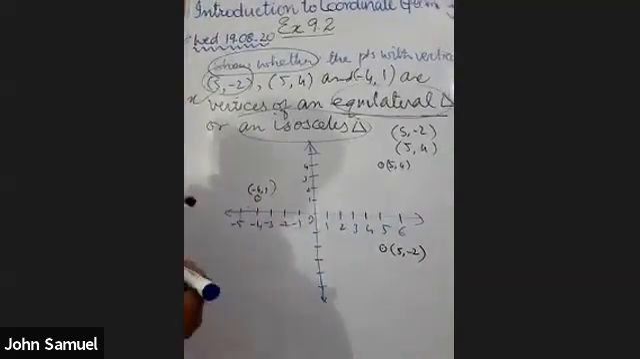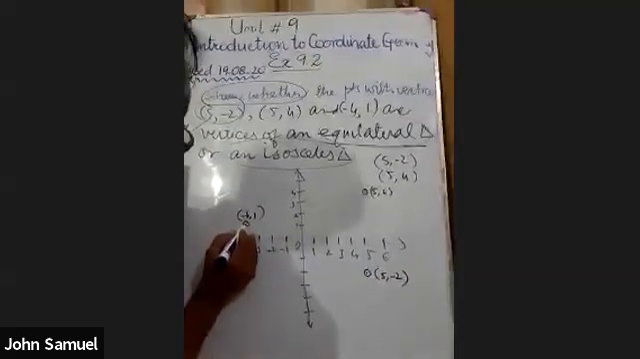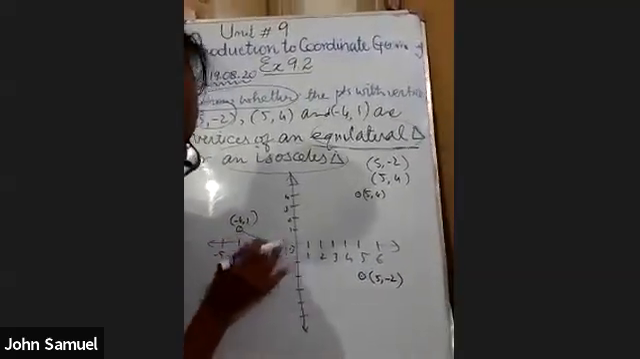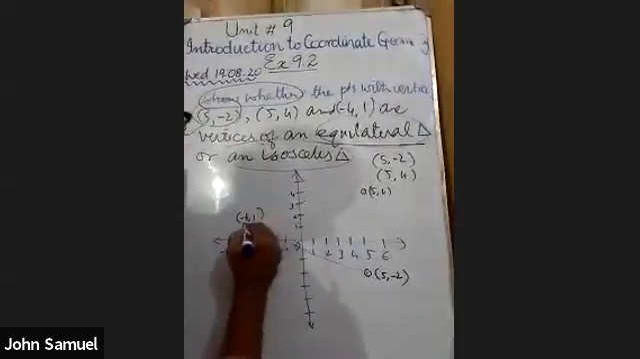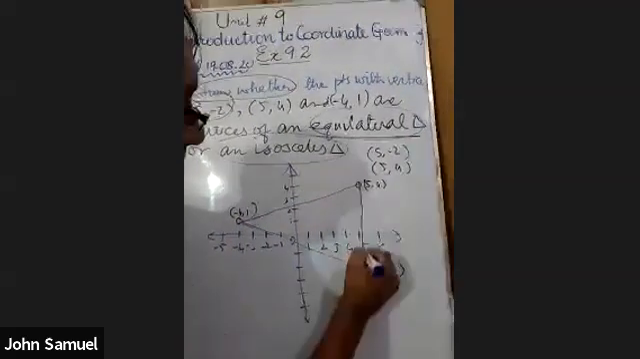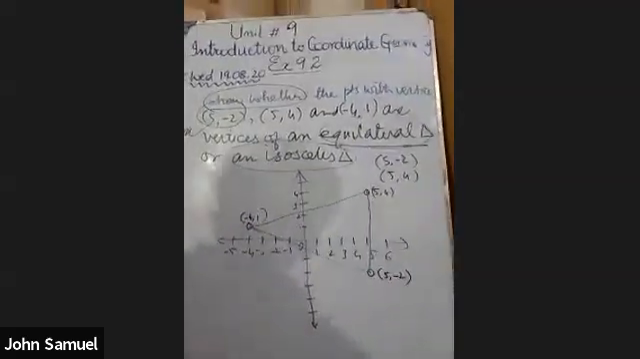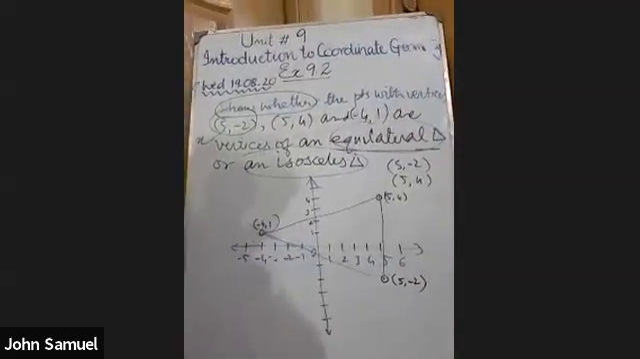Let's meet all these points. We extend from here and join it with this point, and similarly join it with this point, and join it with this one. You will see that it is a triangle. We got a triangle.